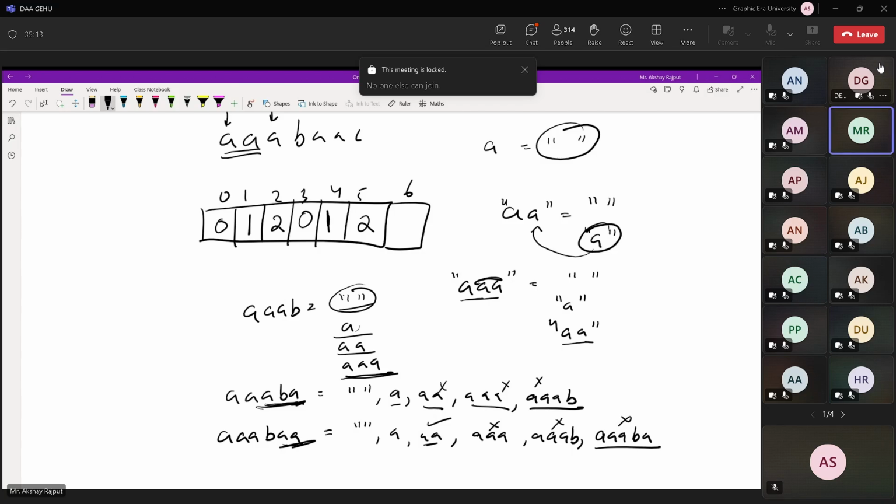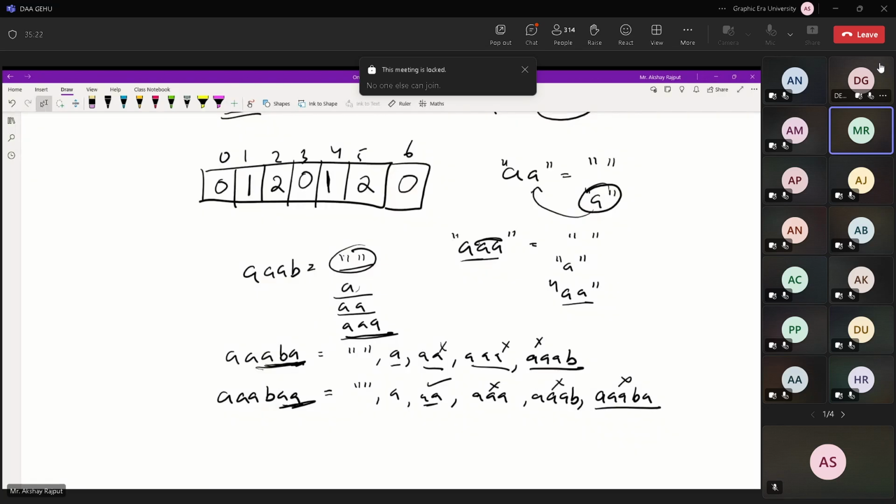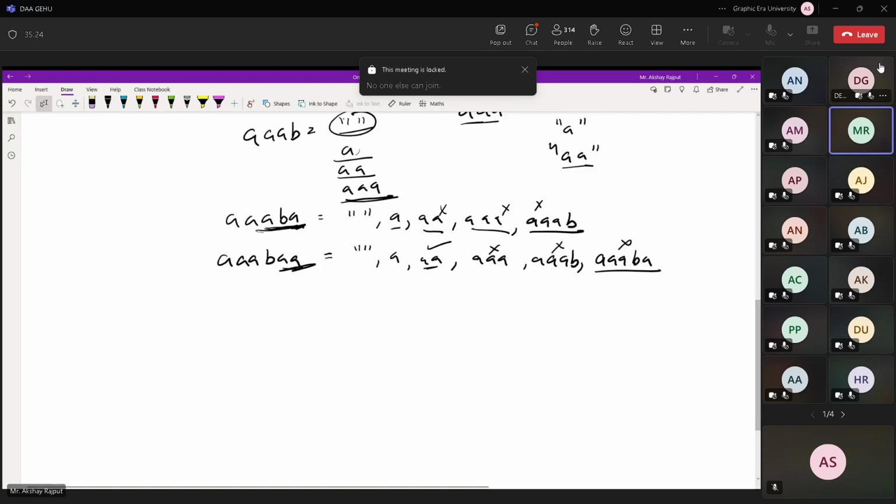Now again at C we will get 0. You can create all the prefixes and you will see that the proper prefix length is 0. So this is how it is made. Okay. So let's make a new one.